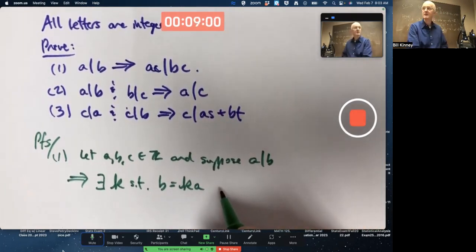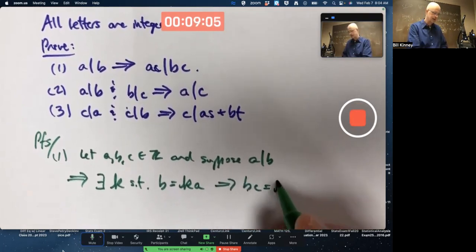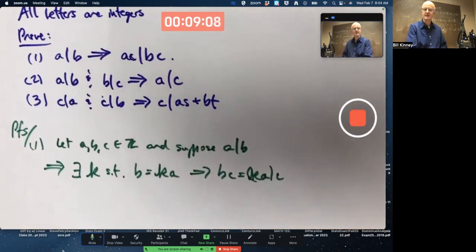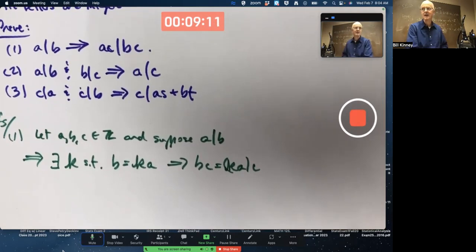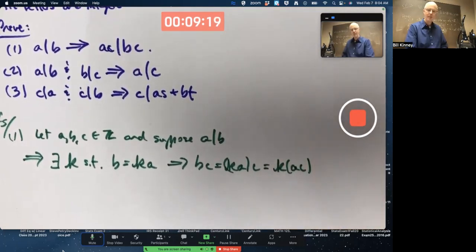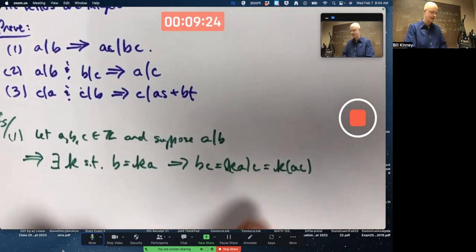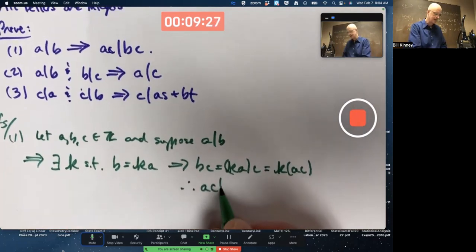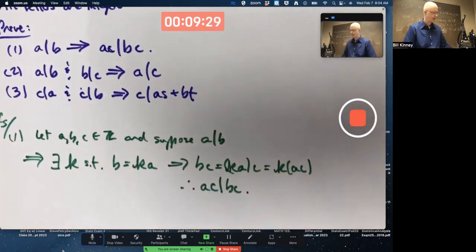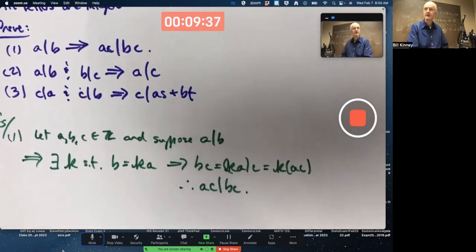It's really just a matter of multiplying both sides by C. BC equals KAC. Maybe for extra emphasis, you want to use the associative property, but it's not a big deal if you didn't. That's the same as K times AC. So what do we have here? We have BC is an integer multiple of AC. Therefore, AC divides BC. Okay, that there is enough to say that. K is an integer. This does fit the definition of divides.